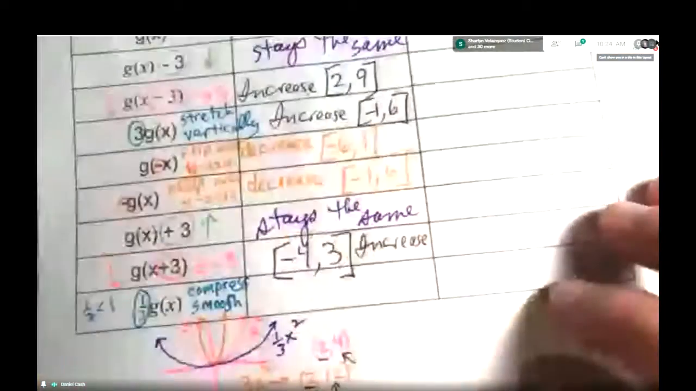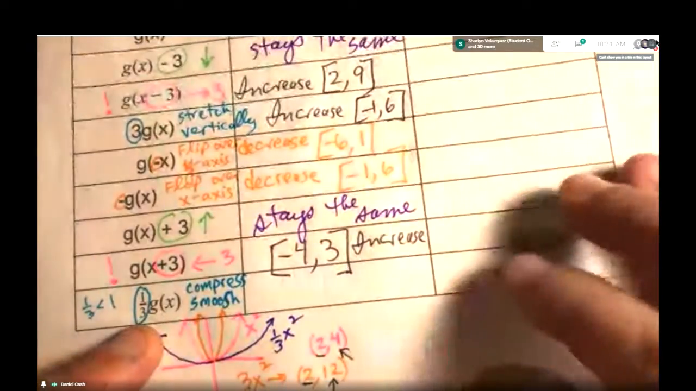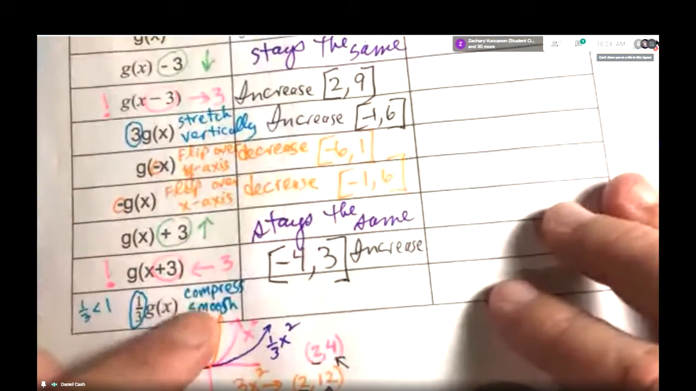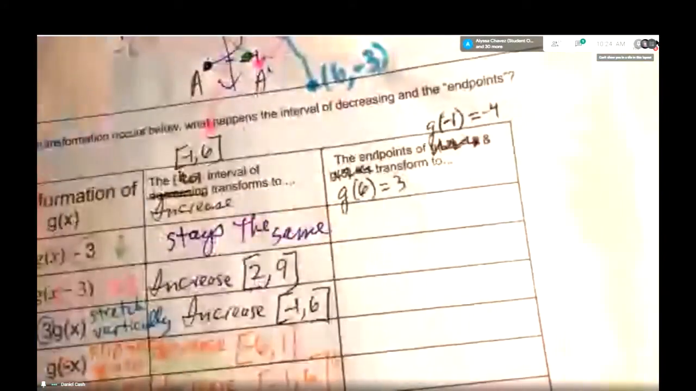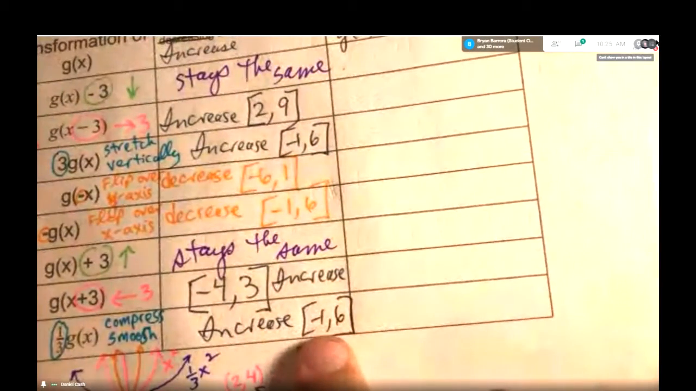Same thing with the compression here. If you have a factor of 1/3, what it's going to do is it's going to smush it. Smush. So we're going to take this guy here and we're going to smush it vertically down this way. So it's a little baby hill. So this thing gets smushed. Just because it got smushed, it's still going to increase from -1 to 6. So the increasing is going to stay the same. Okay.